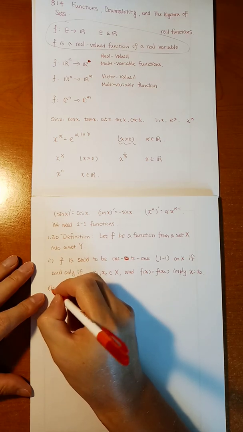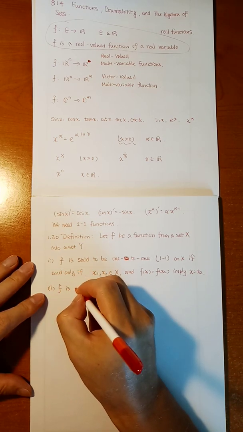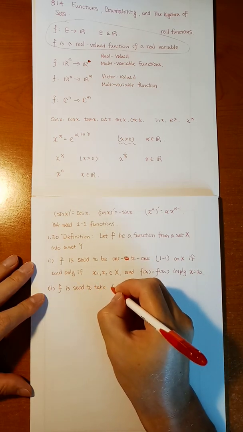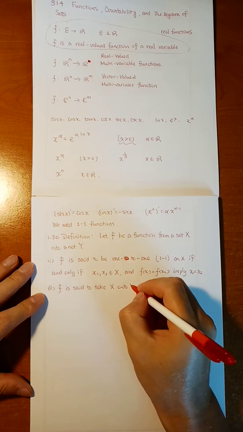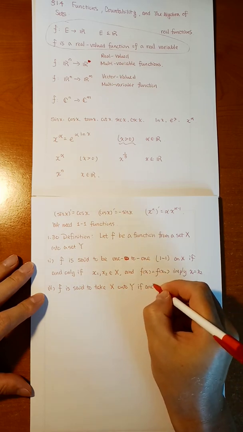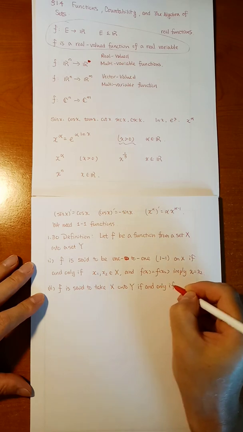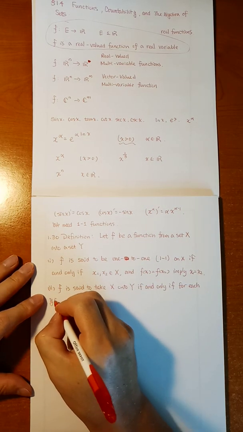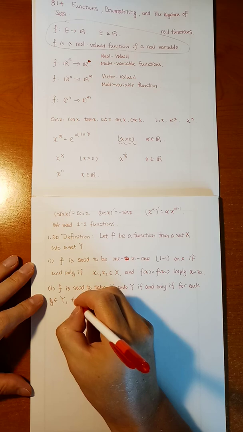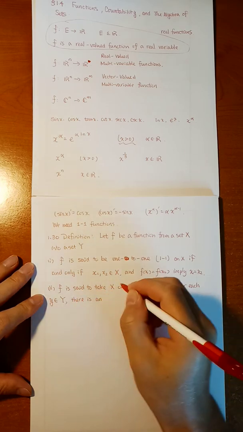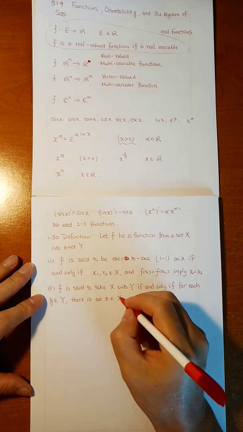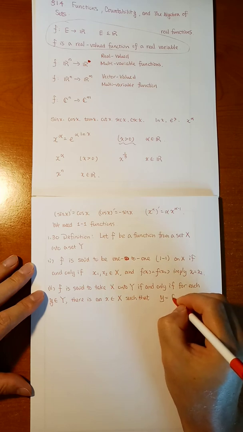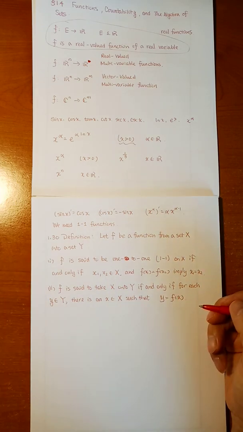And the second condition is called onto. f is said to take X onto Y if and only if for each y in Y there is an x in X such that y is equal to f(x). Okay.